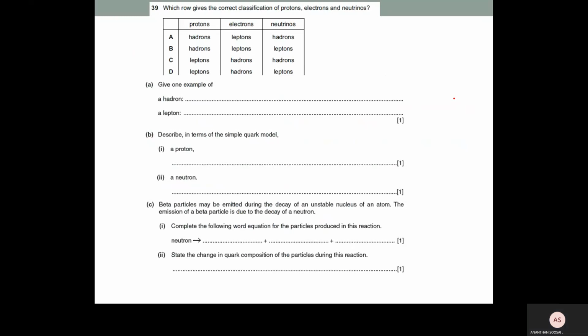So neutron changes to proton, is it beta negative or beta positive? Beta negative and antineutrino. Then the change in quark composition of the particle: a down quark becomes an up quark. Okay, next. Strong nuclear force or weak nuclear force? Weak nuclear force is responsible for beta decay, the change inside the quarks.